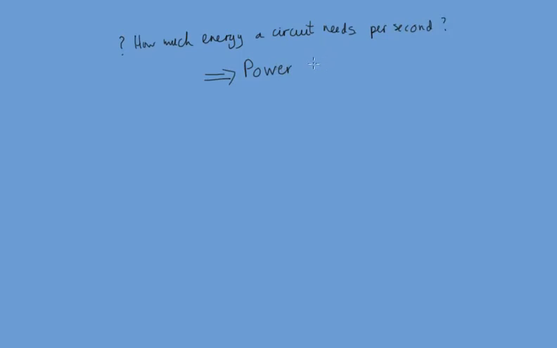And it is measured in watts, named after James Watt. So power is the energy required per second by the circuit. So 1 watt is equal to 1 joule per second.